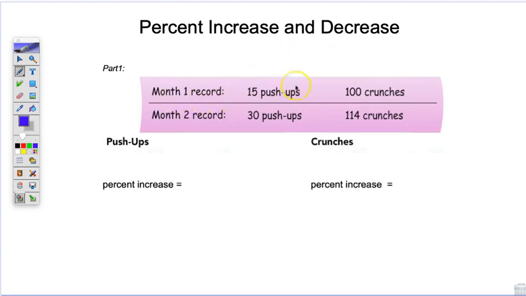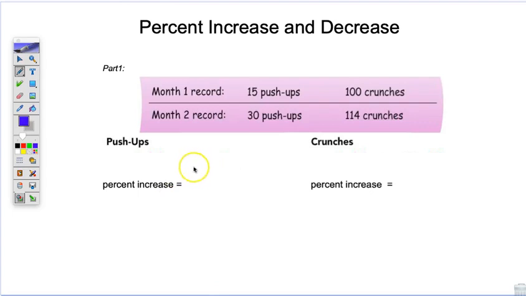In month 1, we can do 15 push-ups, but in month 2, we can do 30. Also in month 1, we can do 100 crunches, and in month 2, we can do 114 crunches. So you can see the differences here. Just like in your PE class, you would hope to improve on your push-ups and the number of crunches that you can do. So let's calculate the percentage of increase.